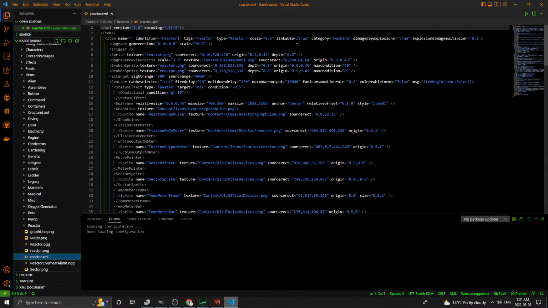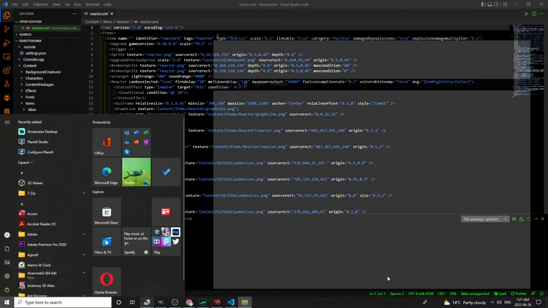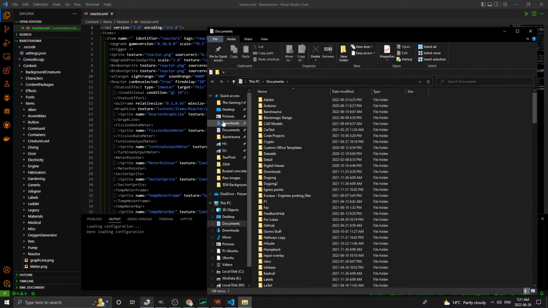Reactor 1, type reactor, linkable, damage by explosions, explosion damage multiplier, broken sprite, fire delay, meltdown delay, fuel consumption rate. So all of your properties of the reactor are here. If you want to look at a sub file, you have to do a little bit of magic here.